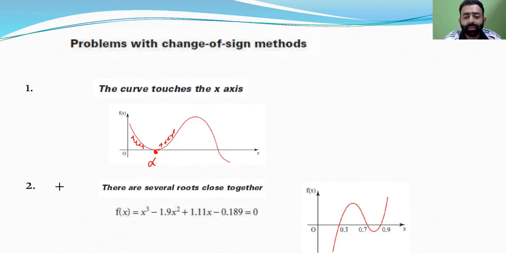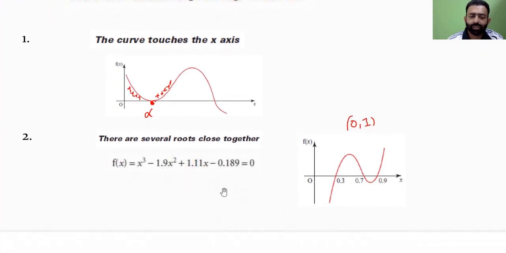Suppose you have been given this function f(x) = x^3 - 1.9x^2 + 1.11x - 0.189. This is one function and you have been given that there is a root which lies between 0 and 1. Here, as you can see, the graph of the function f(x) is drawn. Since it is known that the root is lying between 0 and 1, using any method, whether the bisection method or the decimal increase method, suppose you are using the decimal increase method and you find the value of the function at 0.1, 0.2, 0.3 and 0.4.